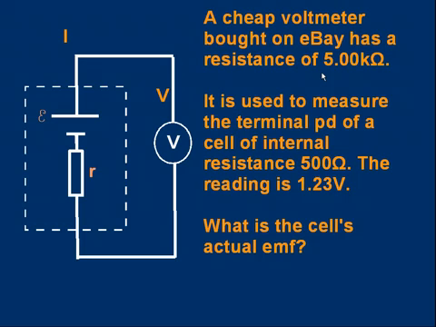And the old-fashioned voltmeters, which used a moving coil and had a pointer that moved across a scale, used to have quite low resistances. A modern voltmeter has a resistance of millions of ohms, maybe 10 megohms, 20 megohms or more. This is an old one. It's got a low resistance. And we use it to measure the terminal PD of a cell, which has an internal resistance of 500 ohms. The reading on the voltmeter is 1.23 volts. And the problem is, what is the cell's actual EMF? If you want to have a pause, you can see if you can do this yourself.